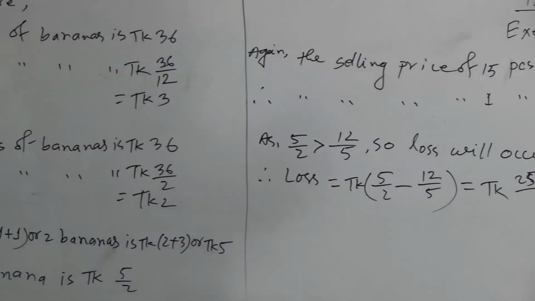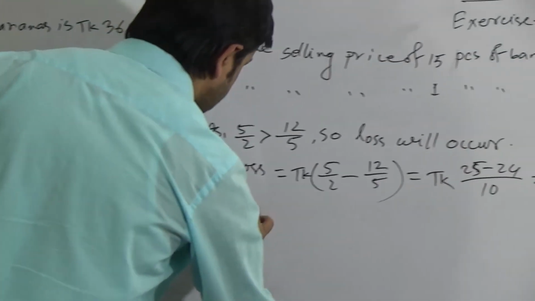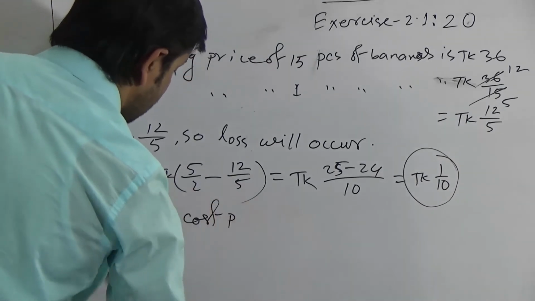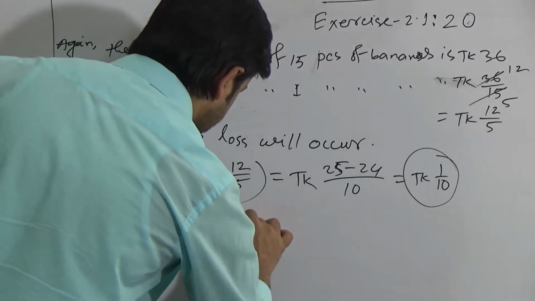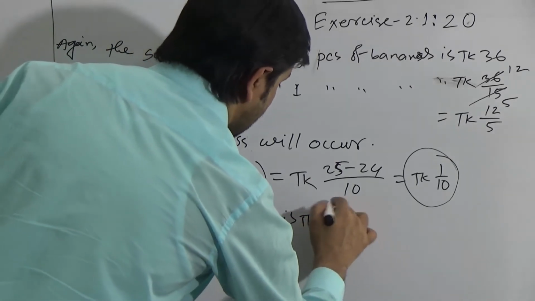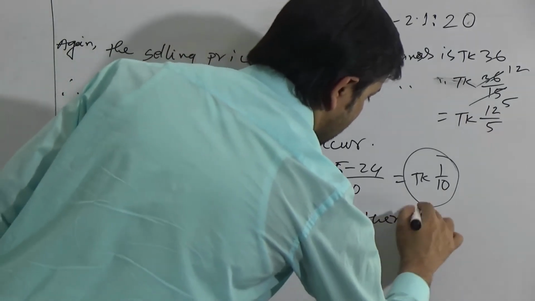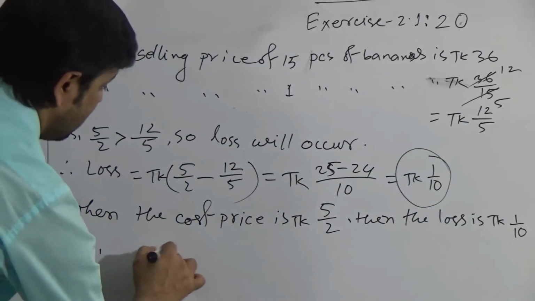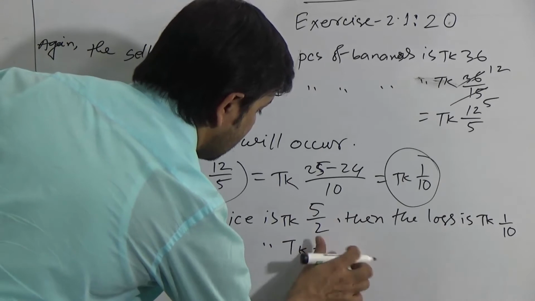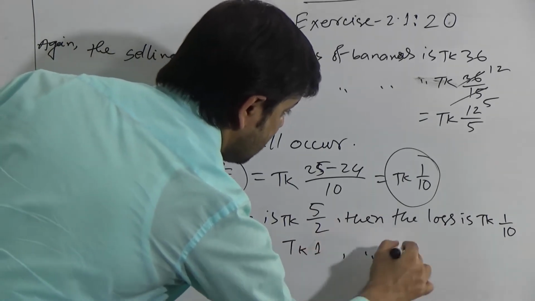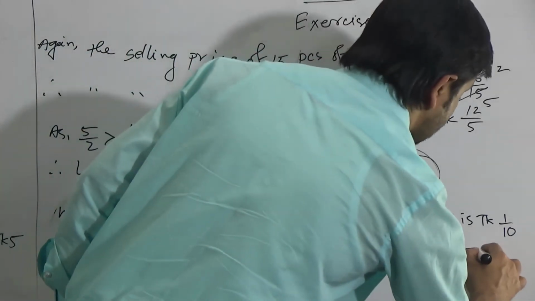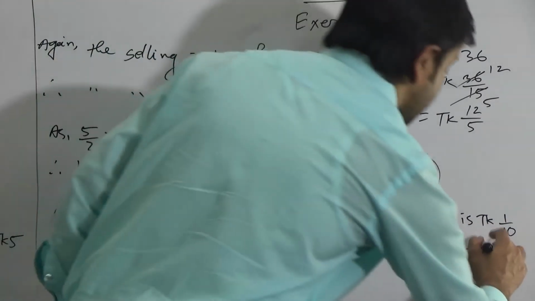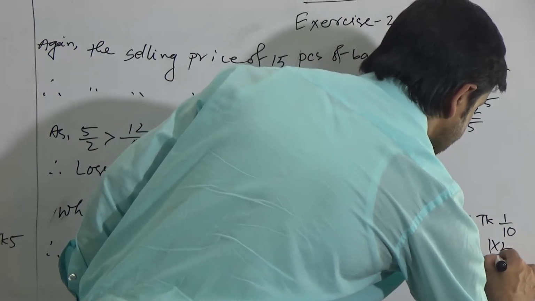loss in percentage. So we can write, when the cost price is taka 5 by 2, then the loss is taka 1 by 10. Therefore, when the cost price is taka 1, then the loss is, as here is 5 by 2, we have to divide this by 5 by 2. So if we divide, this denominator will go to the numerator and numerator will go to the denominator. So this will be 1 multiplied by 2 divided by 10 multiplied by 5.